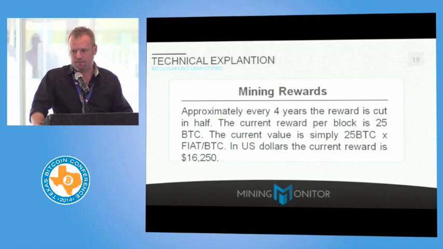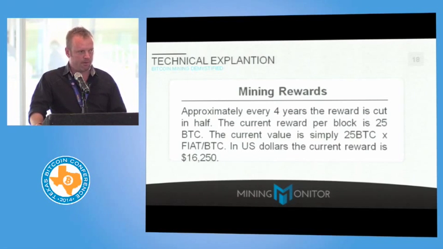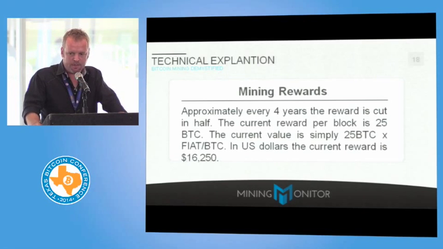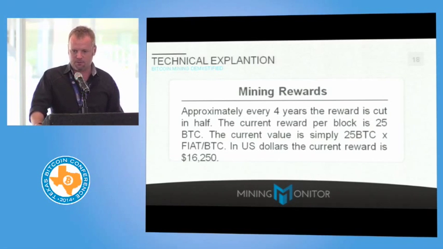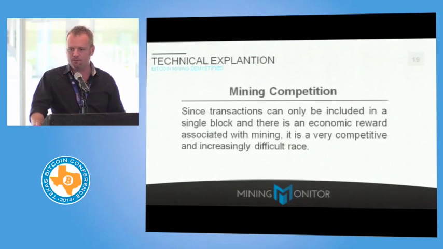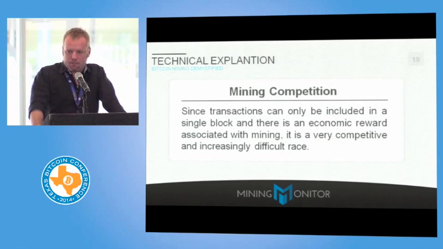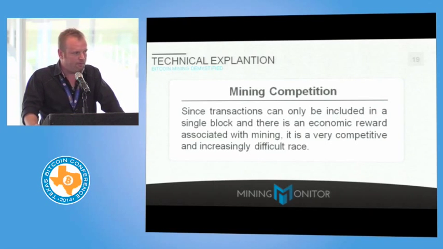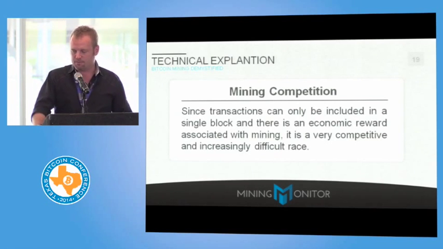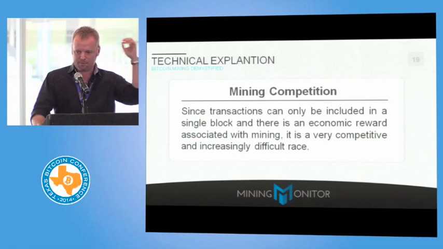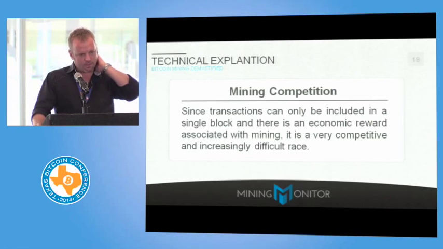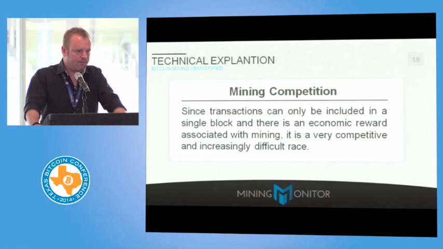Current value is simply you take the 25 Bitcoins and multiply that times whatever fiat exchange rate you want to look at. In dollars, the current reward is about $16,000 per block, $16,250 based on today's exchange rate in US dollars. Since transactions can only be included in a single block and there's an economic reward associated with mining, it's a very competitive and increasingly difficult race. I know some of you were probably in the session beforehand and heard them touch on the competition. It's very competitive. There's a reward to be had. There's obviously money, and so it's like an arms race right now.